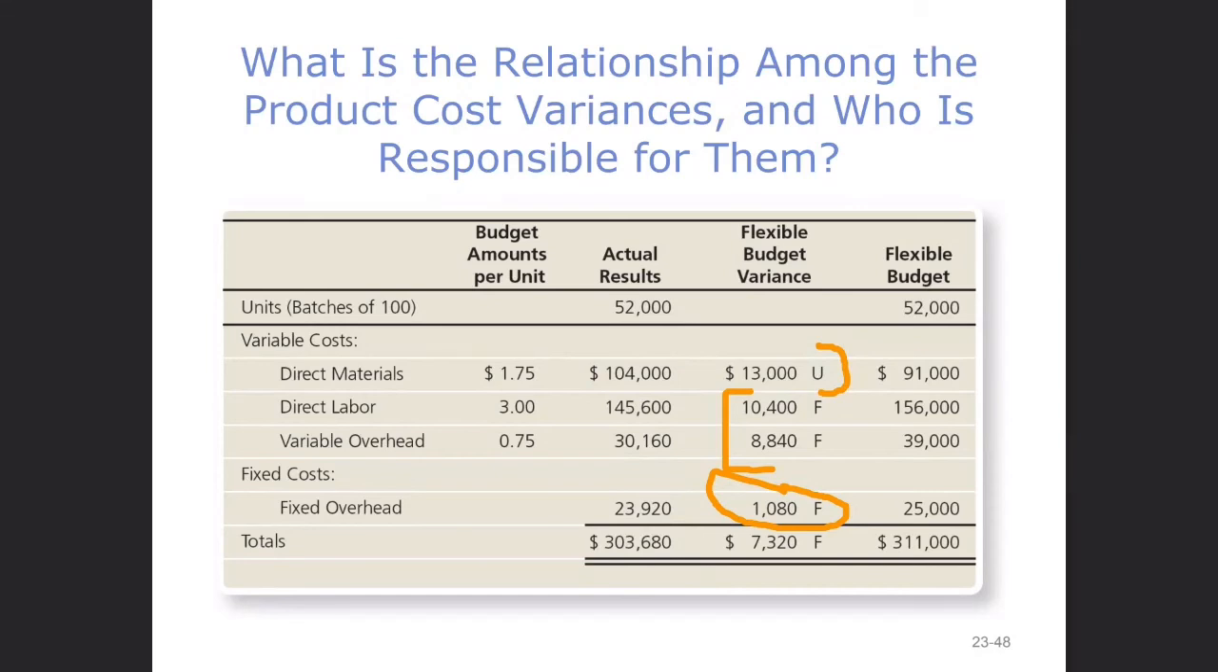Because I just took 156 and subtracted it from 10,000, the second problem here, and got 146,600, which isn't exact, but, you know, the difference between your flexible budget and your actual results is your flexible budget variance. So if you take 156 minus 145,600, that should give you 10,400.